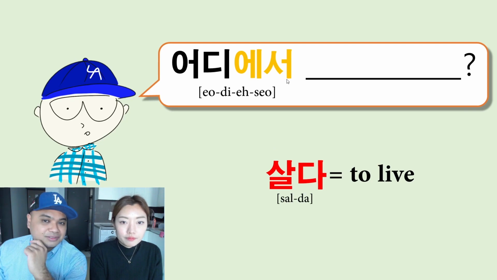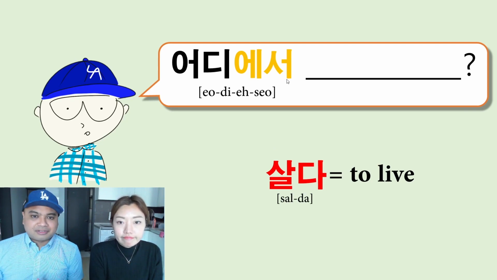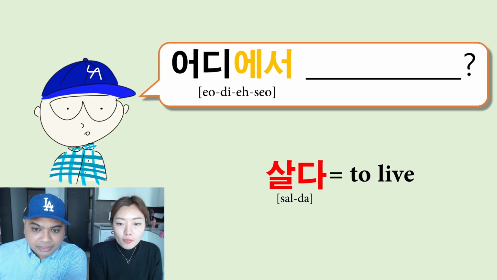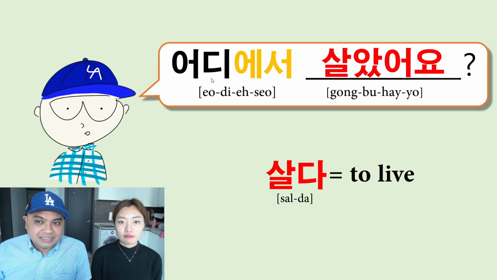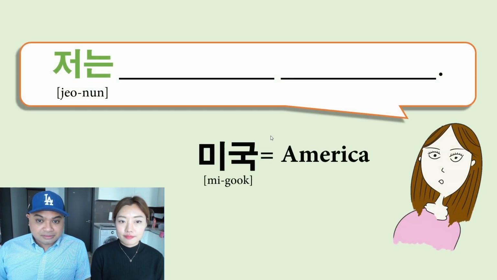Now it says 에서 this time, so that means there's an action happening, right? So 어디에서, and then we have this word right here. We talked about this earlier. 살다, that means to live. So how do we say this in the past tense? 어디에서 살았어요? Where did you live? All right, and Donna needs to respond.